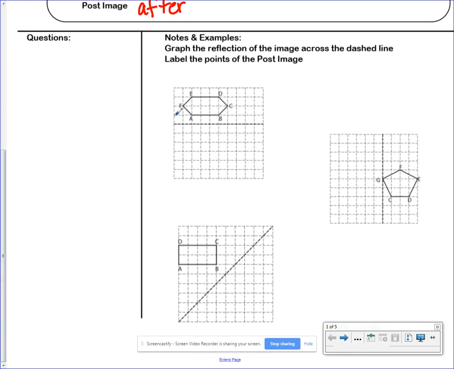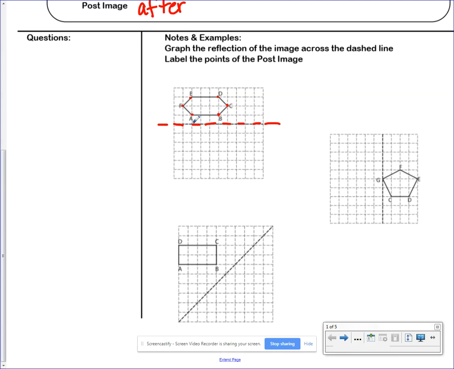So let's take a look here. I want to focus specifically on making sure you can see where that line is in the copy for your notes. It might not always be that evident. So I'm going to be very, very specific at putting a dashed line here. When you reflect an image and you go to graph it, you basically take each point and travel to that line, the line of symmetry or the line of reflection, and travel in a perpendicular way.